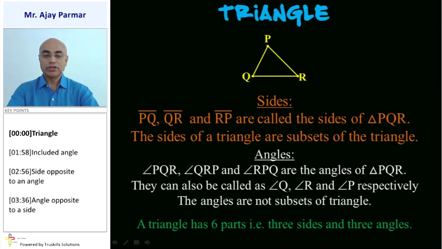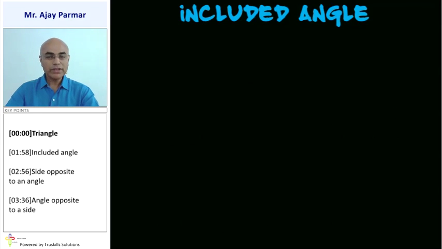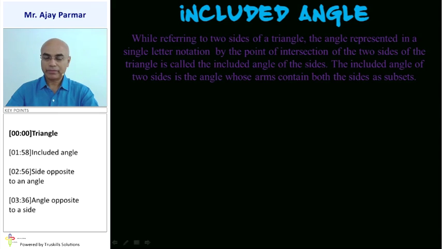That means the triangle has 6 parts, that is 3 sides and 3 angles. So there are 6 elements of a triangle, 3 sides and 3 angles. What is the meaning of the word included angle? While we refer to the 2 sides of the triangle, the angle which is represented in a single letter notation by the point of intersection of these 2 sides, that angle is called the included angle of the sides, or the included angle of 2 sides of the angle whose arms contain both the sides as the subset.